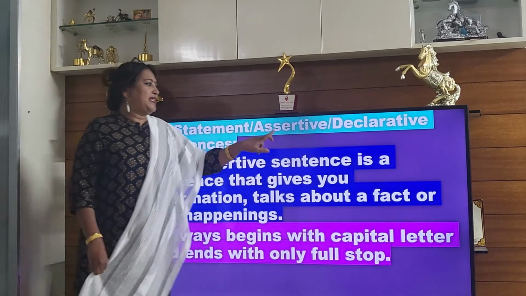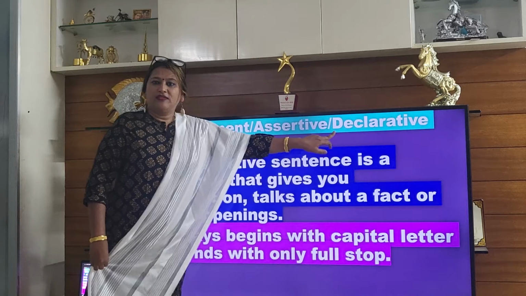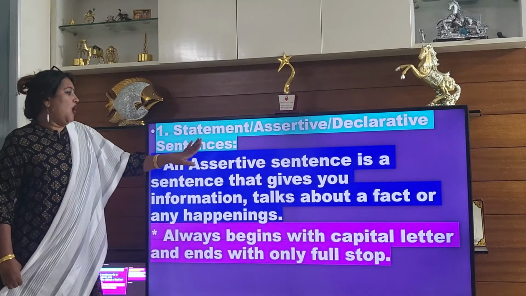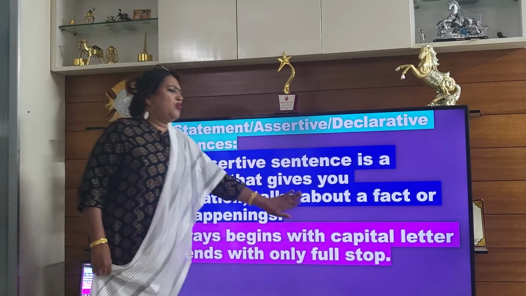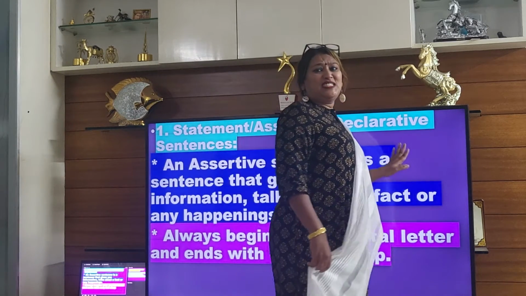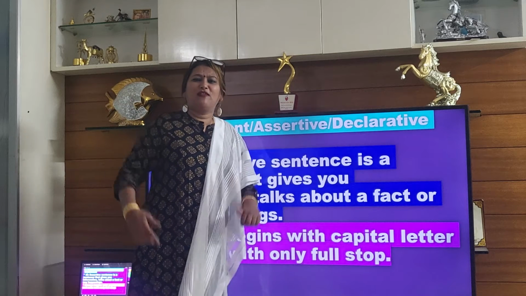Statement, A for assertive and D for declarative. Okay, so all the three are one kind of sentence. Got it? So here, don't go behind the definitions. In grammar, you're not supposed to muck up the definitions.